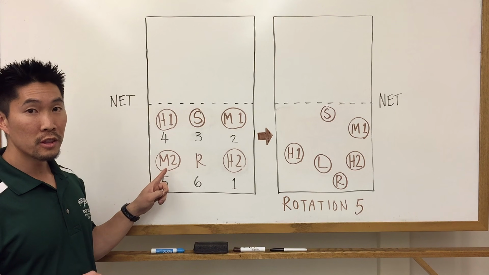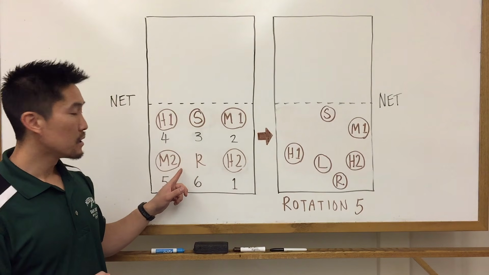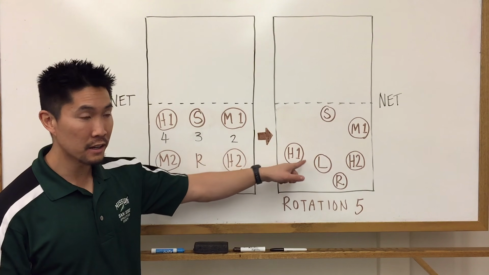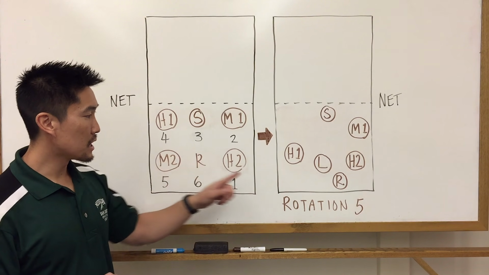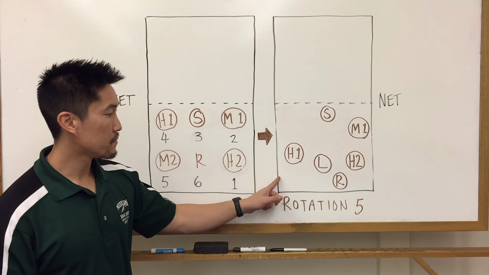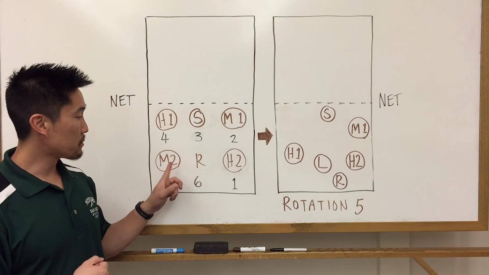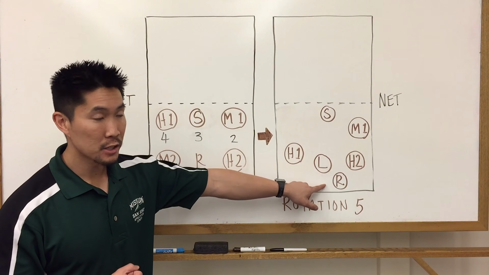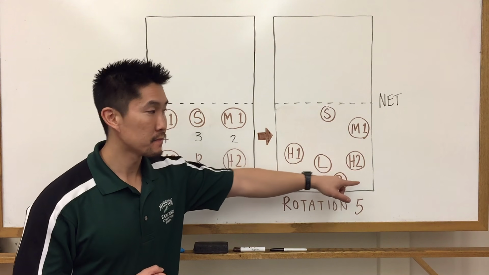The M2 or the libero is restricted by the H1 and the right side. Notice that the libero is behind the H1, still behind, and also in between the right side and the sideline. The right side is restricted by the M2 and the H2. Notice that the right side is between the M2 or the libero and the H2.